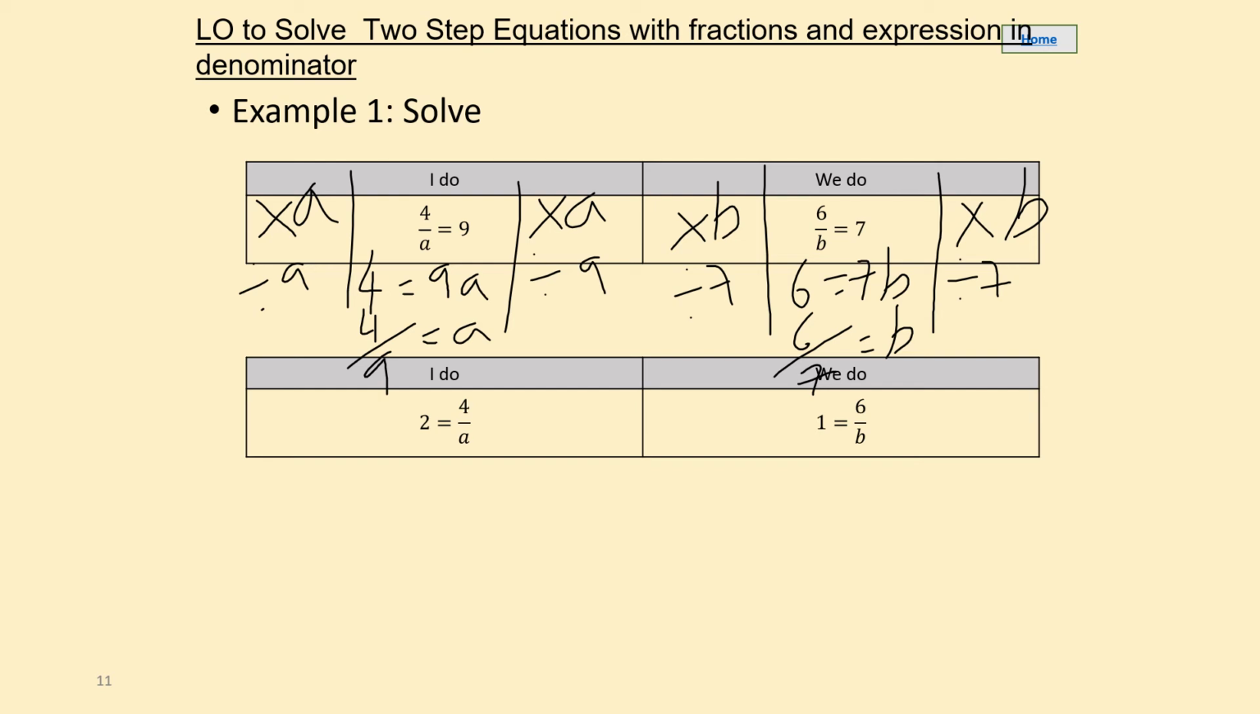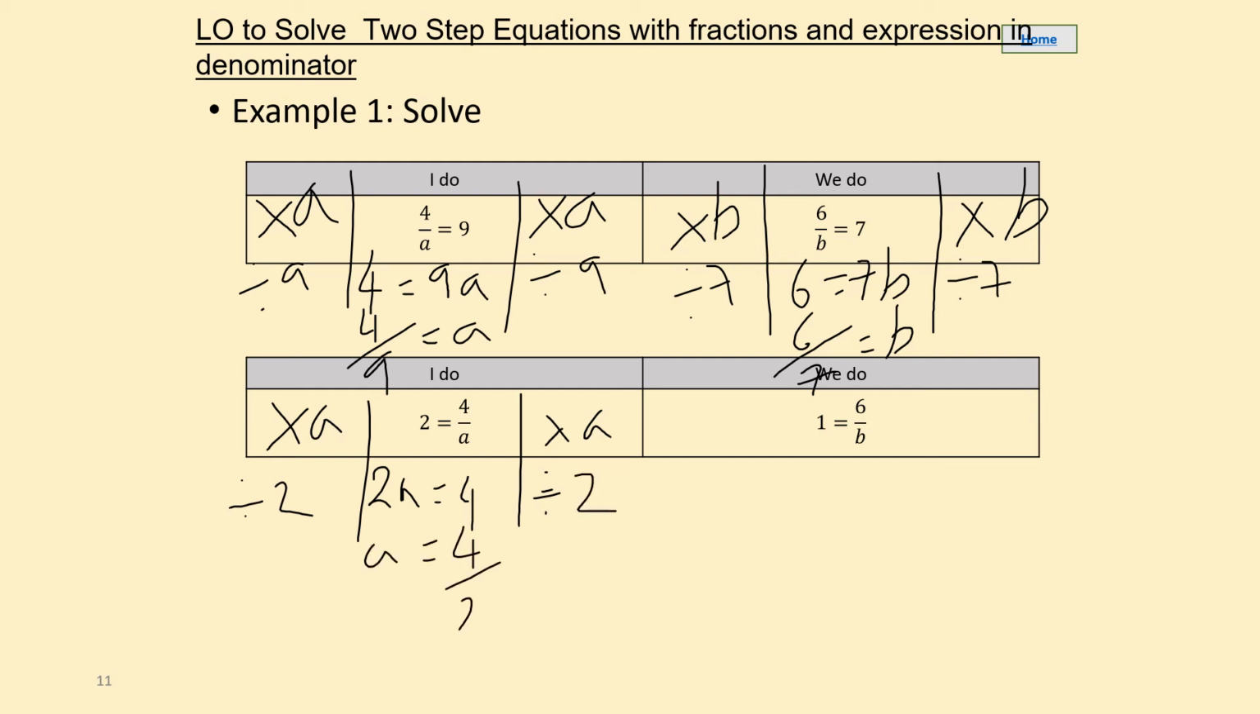Let's have a go at this one. Yep, we multiply both sides by A. So 2A equals 4. We don't want 2 lots of A, we only want 1 lot, so we can divide both sides by 2. A equals 4 divided by 2. 4 divided by 2 is 2.